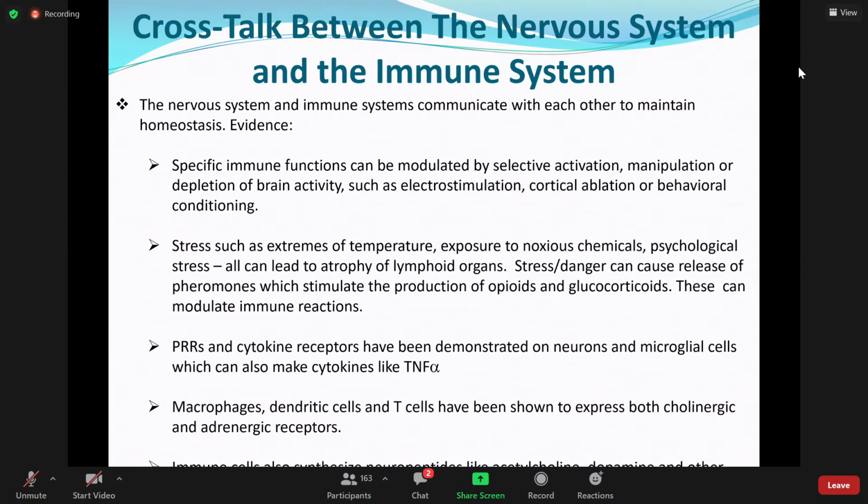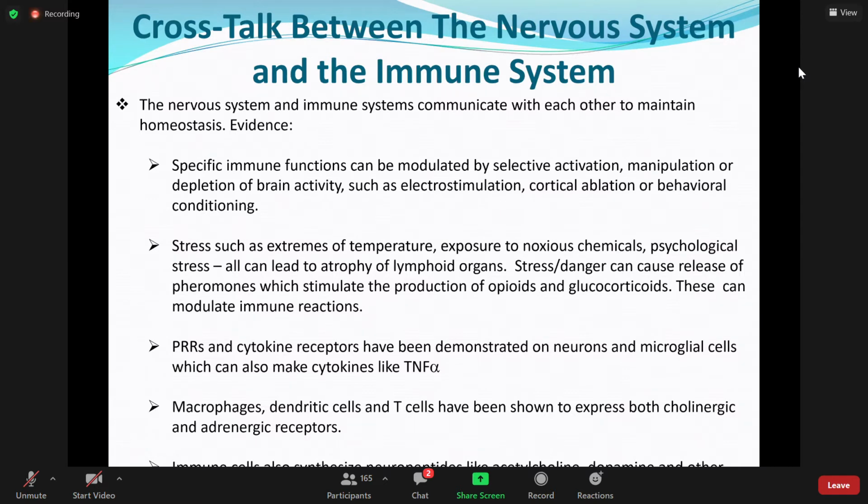The evidence that we have for this communication between the brain and the immune system and vice versa comes from various observations. First of all, if we stimulate parts of the brain or delete parts of the brain as a result of injury, this can cause a change in immune reactivity, such as cytokine expression, antibody production, or leukocyte proliferation.